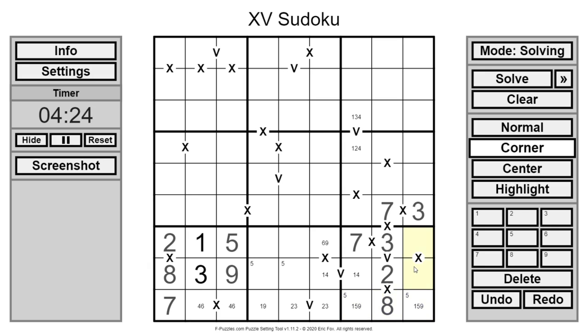This is either 1, 9 or 4, 6. But if it's 1, 9, then these would both have to be 5s. Which doesn't work. So this can't be 1, 9. So that's 4, 6 in some order. So this can't be a 4.